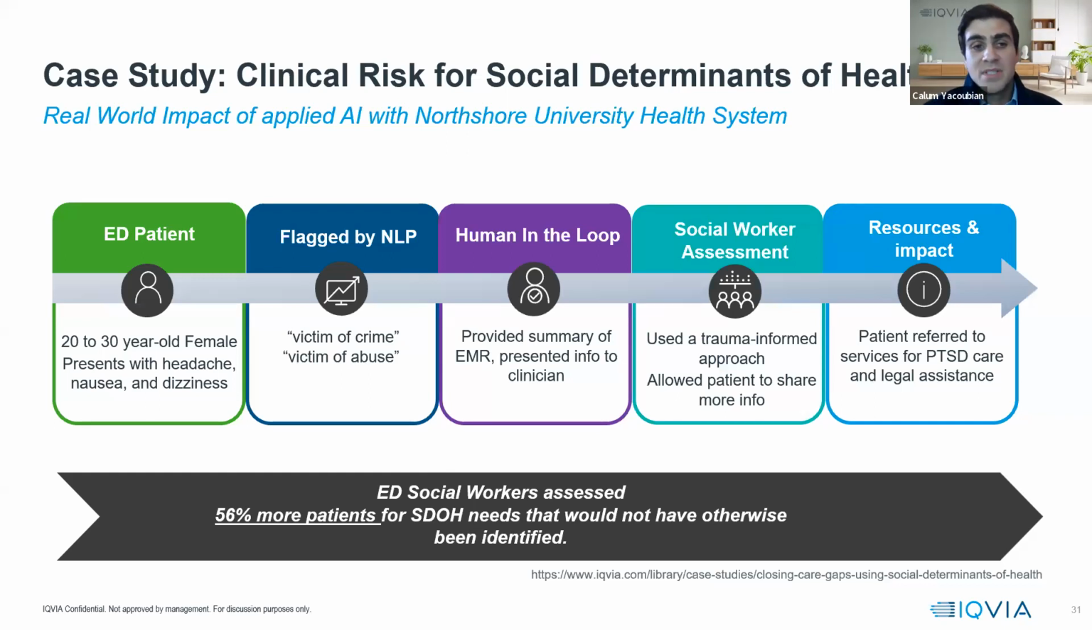It was flagged that she was previously a victim of crime and abuse. She had confided that in her medical record at a previous appointment. This hadn't been acted on. It wasn't the reason that she'd come in. The information was presented to the human in the loop, to the experts for the social care team here. They then validated it, so it was correct, took a trauma-based approach from the patient and got a full history. And as a result, we're able to refer that patient for PTSD, so post-traumatic stress disorder counselling and legal assistance.